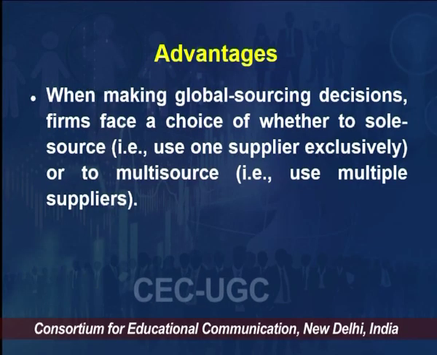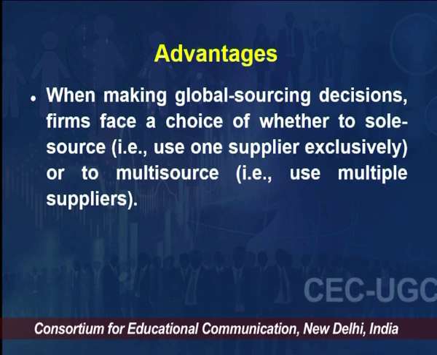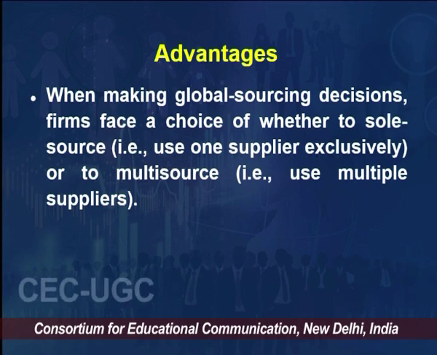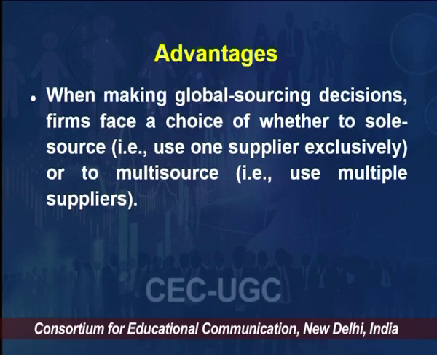And when you are making global sourcing decisions, you have to make another choice. There is another choice in front of you: whether you should rely on a single source, that is called sole sourcing, or you should go for multiple sourcing, that is called multi-source suppliers or multiple suppliers. So you have to make a choice between the two, whether to purchase the entire requirement of your raw material from one supplier exclusively. Of course, that has some benefits, but at the same time it involves some amount of risk as well. So you have to make a choice as a marketer when you are going for a global sourcing decision, whether to go for sole sourcing or multiple sourcing.